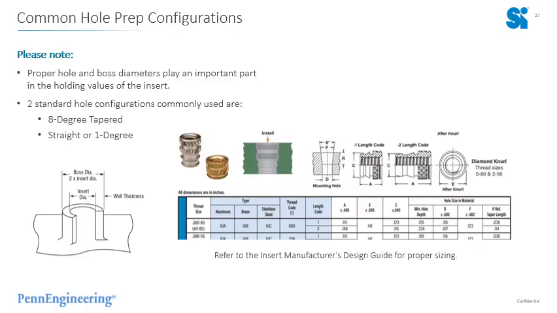Every plastic again is different, so sometimes the depth and diameter of the hole may need to be tinkered with and adjusted. But the proper hole emboss diameter plays an important role, and a lot of that has to do with how the insert stays in the plastic or how it's held. So there's two standard hole configurations commonly used. You'll have an 8-degree taper, which is often used with our IUB tapered insert series. And in most others, you're going to find a straight hole or a slight 1-degree taper needed for installation.